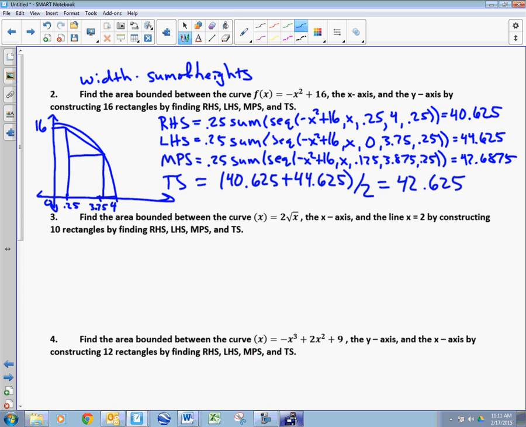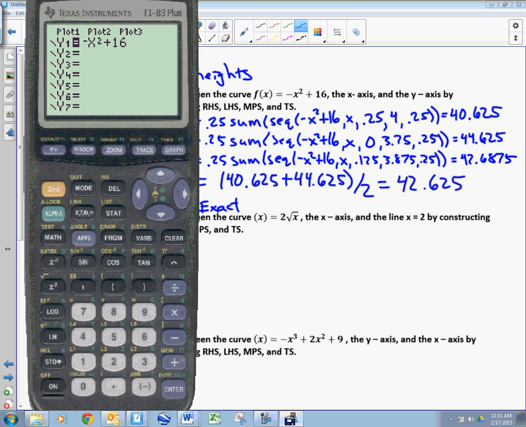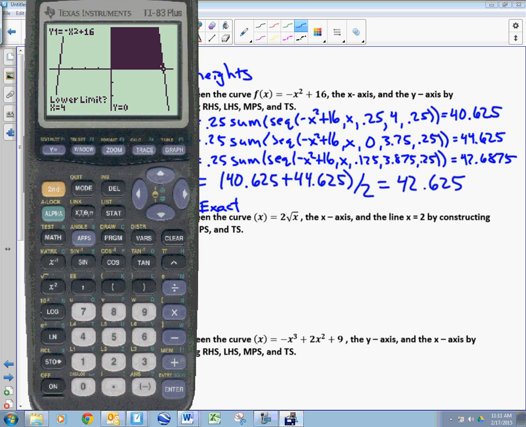Now, let's find the exact. The way you find the exact right now, because you don't know the calculus yet, which we'll teach you in a second, is you type your function in there. Then I go second calculate. Which one do I grab? 7. Lower limit of 0, upper limit of 4. And you can see that it gives us 42 2/3. So we're pretty close with that.